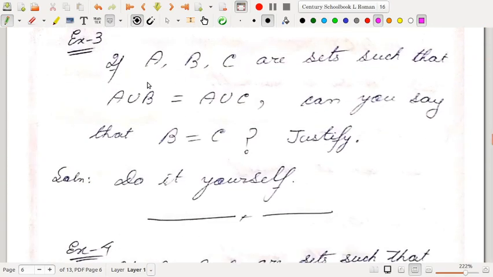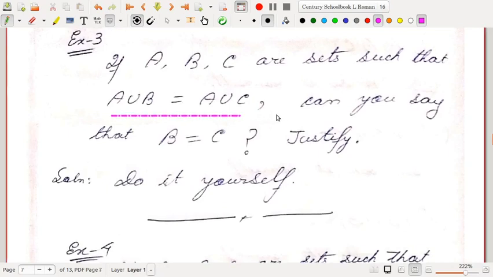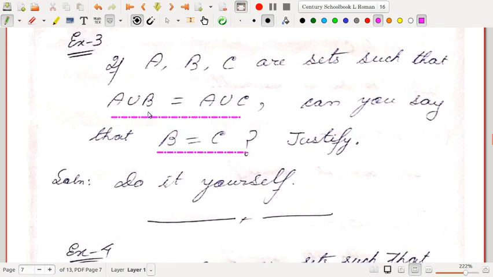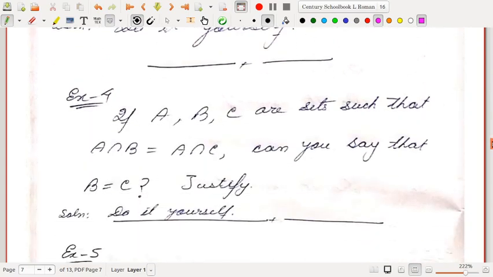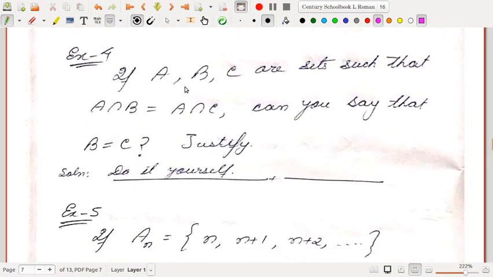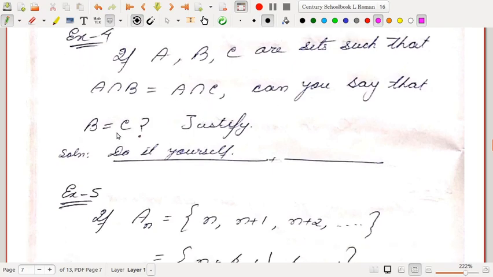Another exercise, if A, B and C are sets such that A union B is same as A union C, can you say that B equal to C? Okay, justify. So if we have expressions like this, is it possible to remove A and conclude that B equal to C? So that you have to justify. Another exercise you can try, if A, B and C are sets such that A intersection B is equal to A intersection C, can you say that B is equal to C?